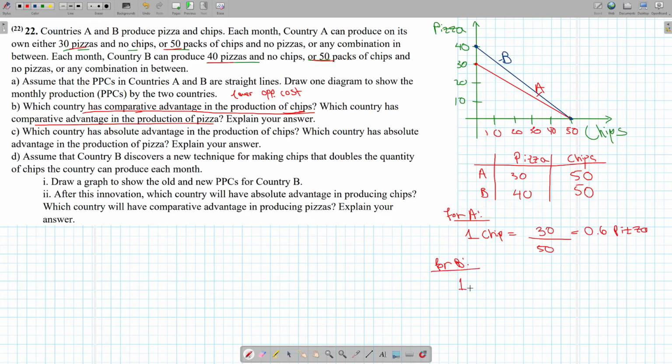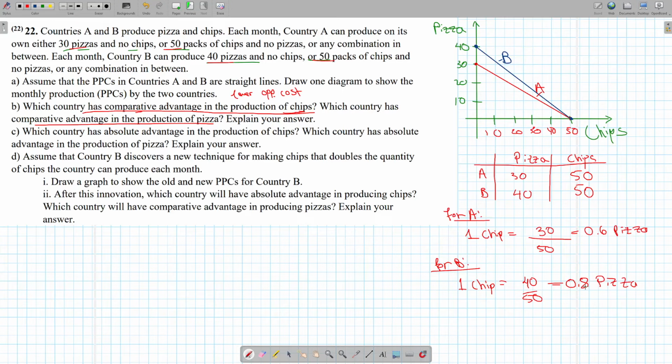You do the same thing. Alright, one chip, same rule. You do 40 divided by 50, and that's 0.8 pizza. So that means that for A, every time he's producing one chip, it's costing him 0.6 pizzas, and for B, every time he's producing one chip, it's costing him 0.8 pizzas.